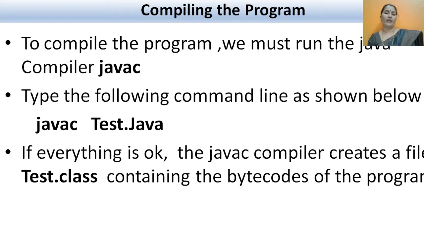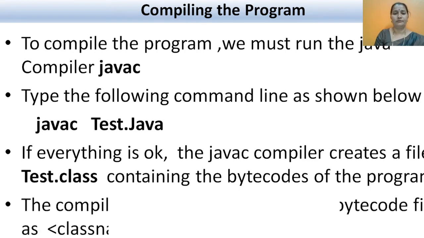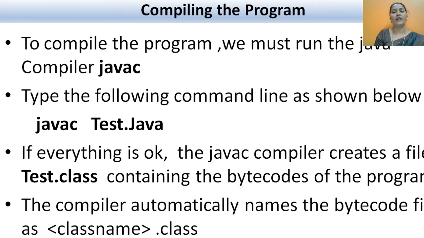If everything is okay, then the compiler will create a file named test.class containing the bytecodes of the program. If there is an error, then it will show the errors. The compiler automatically names the bytecode file as classname.class. For example, if the class name is Test, then it will convert it into bytecode as Test.class.